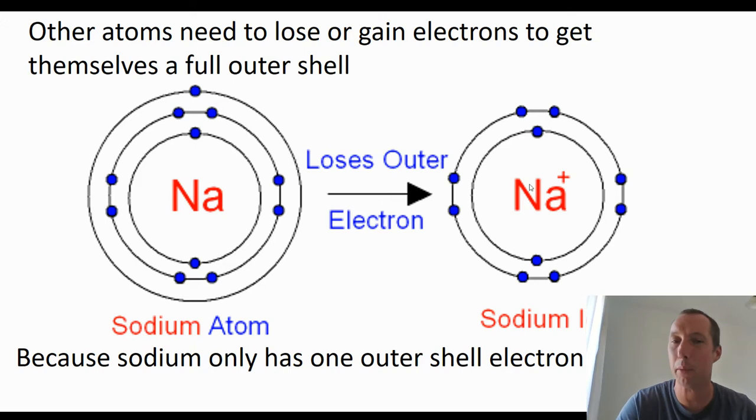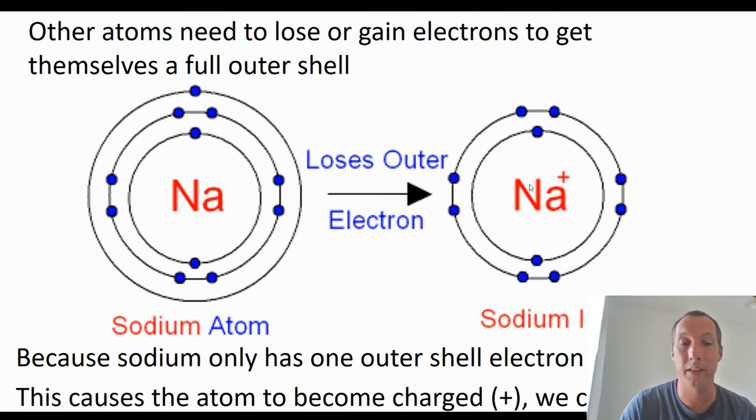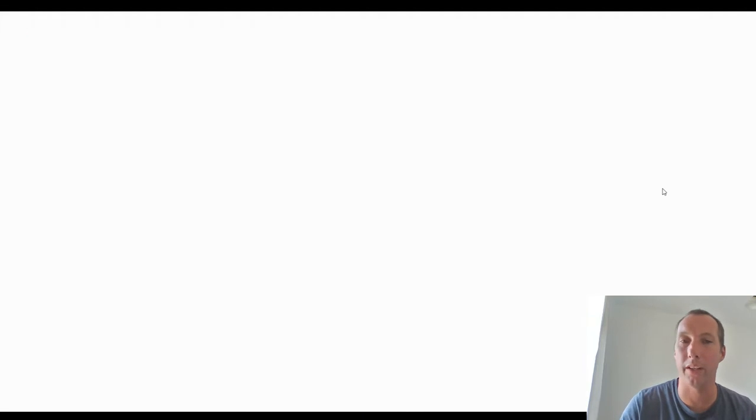And this sodium is happy now because it's got a full outer shell. And it can give its electron away to another atom that might want to gain it. Okay, so anytime that atom becomes charged, either positively or negatively, we're going to call it an ion.